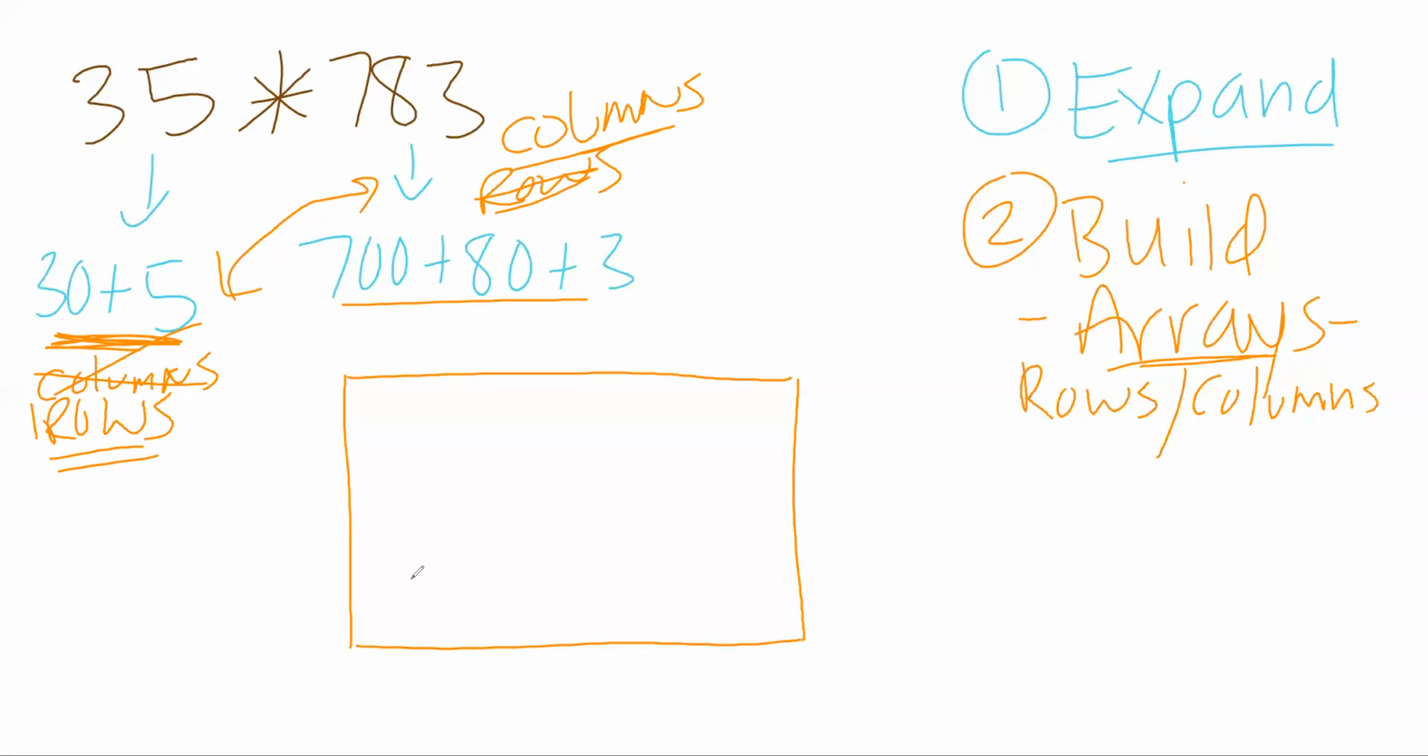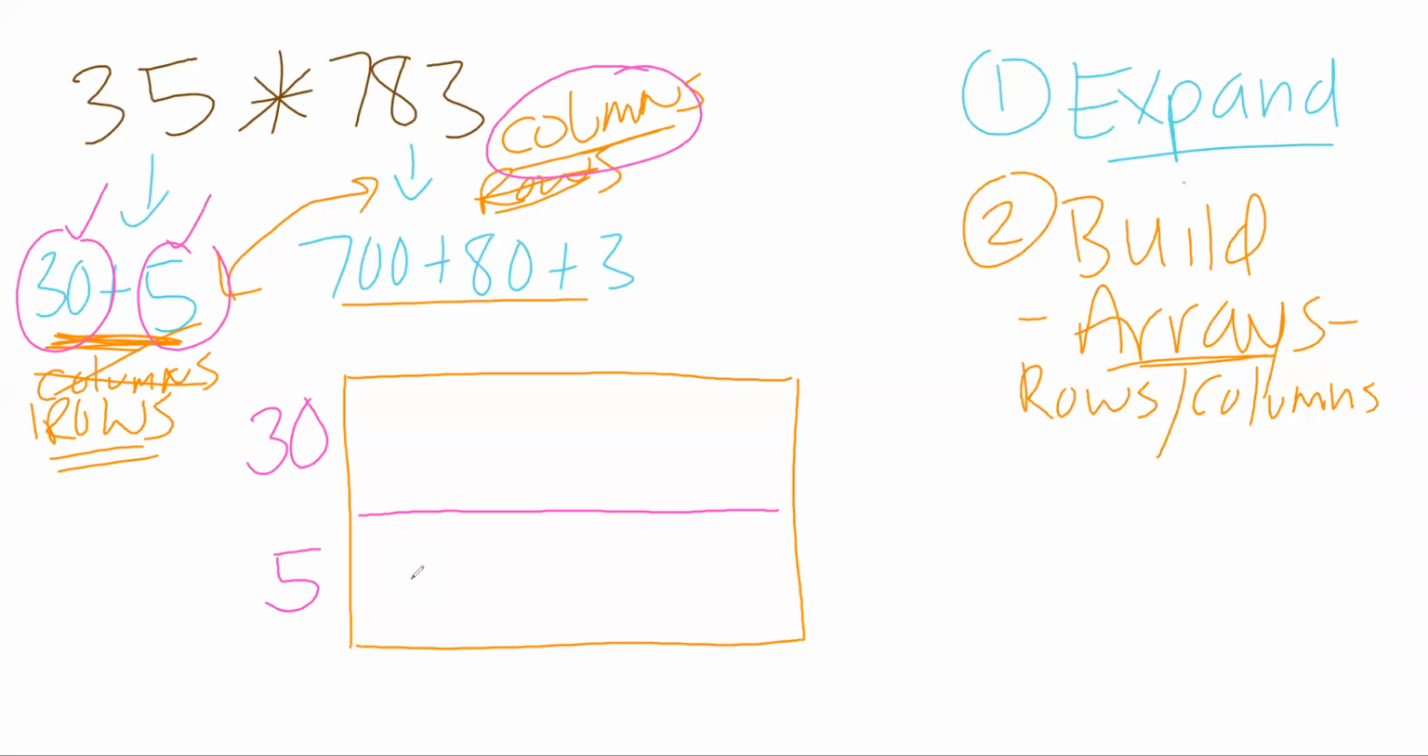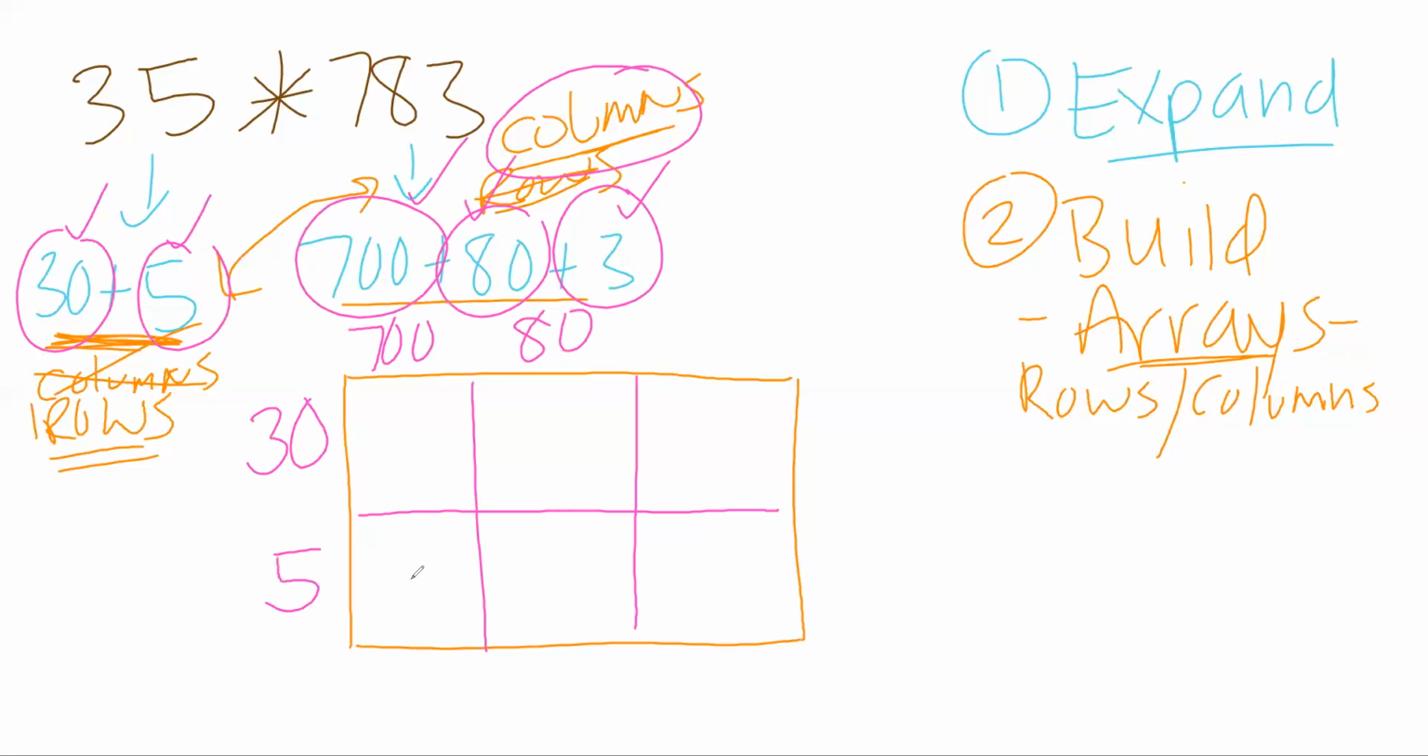So let's start here. We have our rows. We have 2 numbers, so we have 2 rows. One row is called 30. The other row is called 5. And then up here, I'm going to call these my columns. Like I said, it doesn't matter the order. Just make sure you put them in rows and columns. We have 1, 2, 3. So I have 700, I have 80, and I have 3.